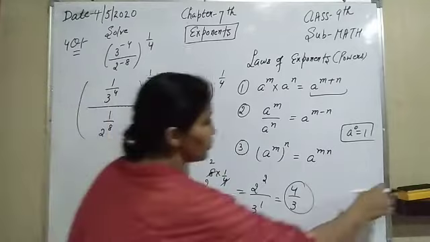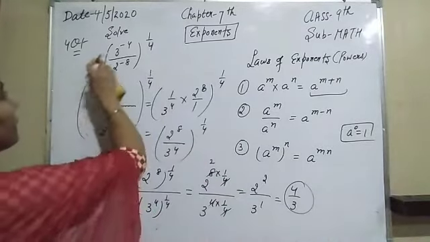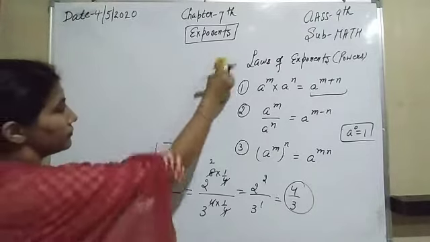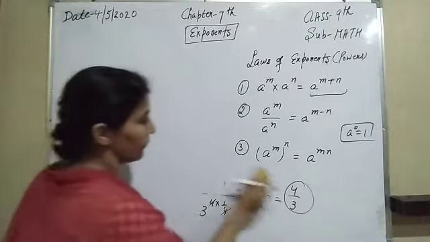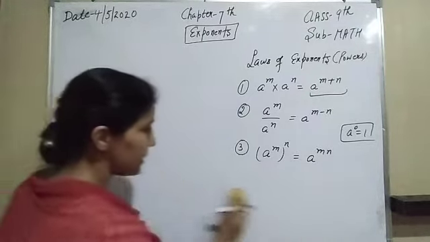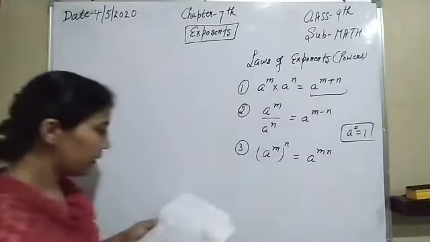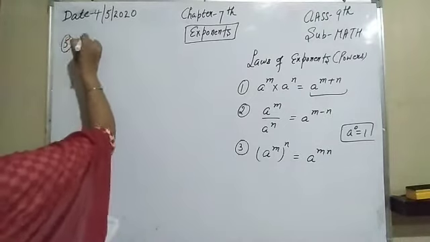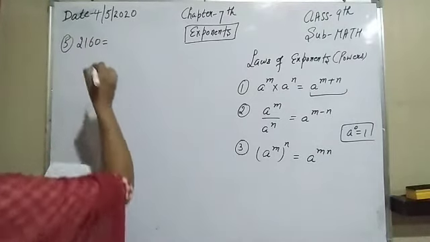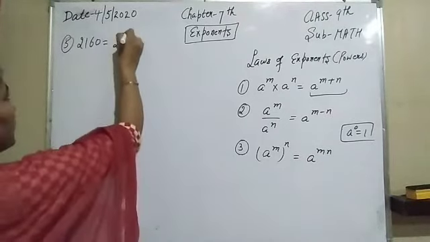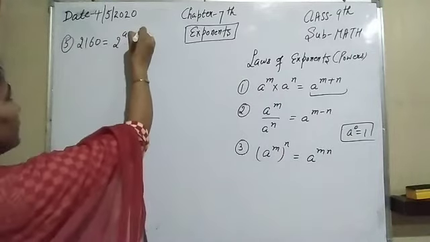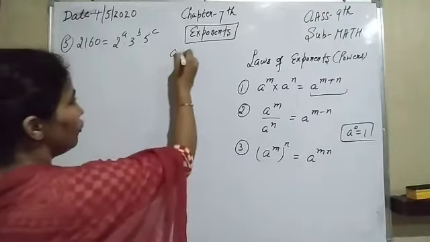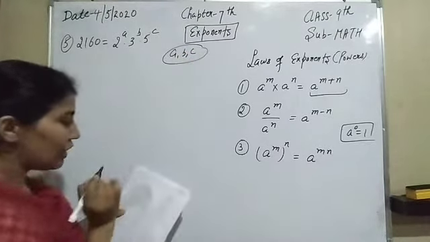Now come to the next question of this worksheet. Now the next one is, we are given that 2160 is equal to 2 raised to power a into 3 raised to power b into 5 raised to power c. We have to find the value of a, b, c.